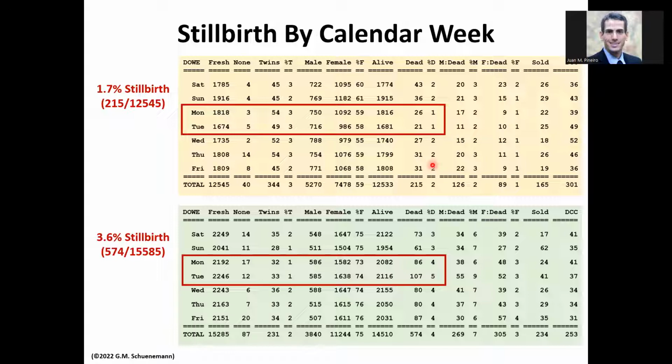But if we do look at what happened in this maternity, especially on the other days, in this particular one, we couldn't find much of a difference. Things like this maternity has a little higher stillbirth, right? About 3.6%. And Tuesdays are usually the highest.